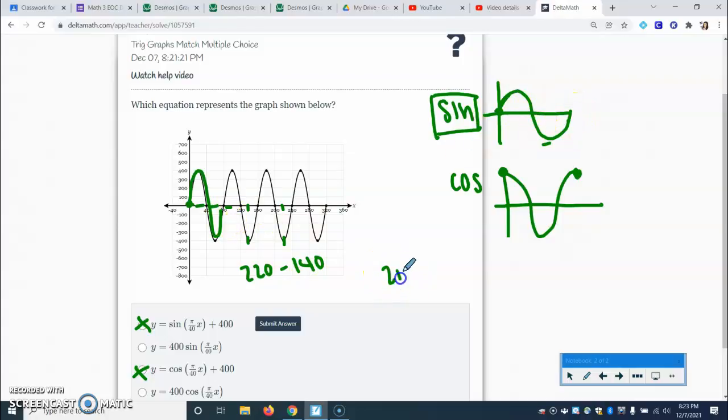So I always have to do 2 pi over the period. So 2 pi over 80 would be pi over 40. That's the b. That's the thing that's in front of the x. So it has to be this one.